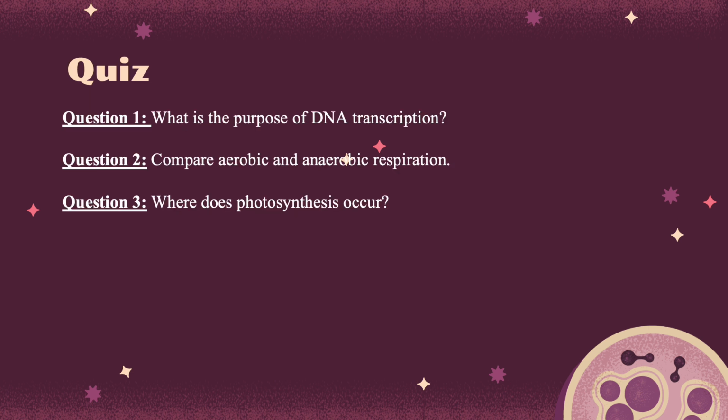Now, let's recap. First, why is DNA replication essential? Second, what's the difference between aerobic and anaerobic respiration? And lastly, explain the role of photosynthesis in an ecosystem.